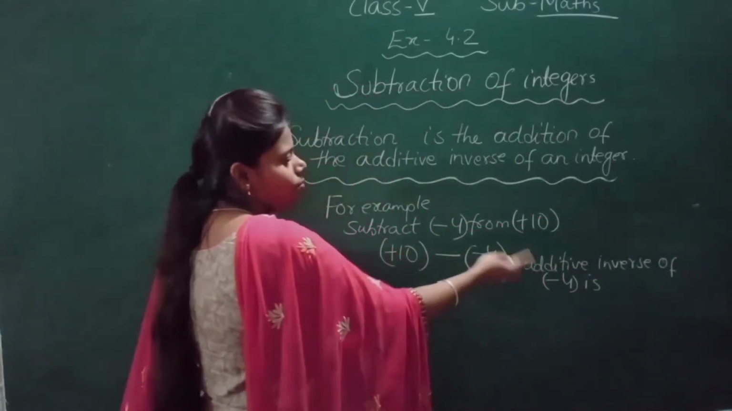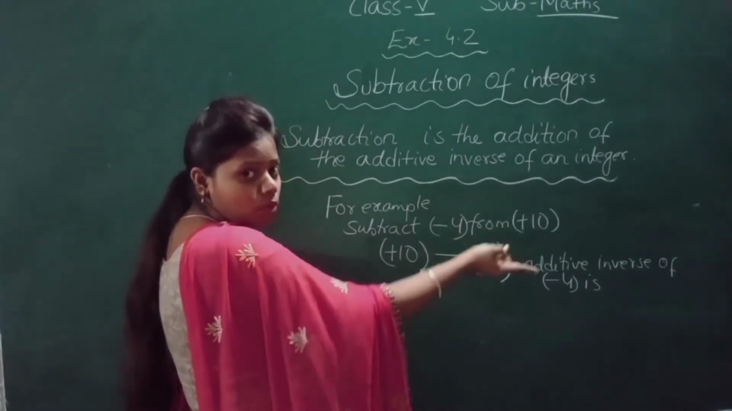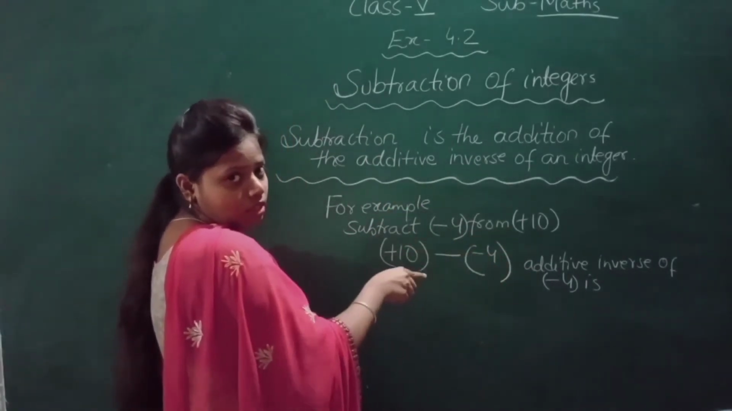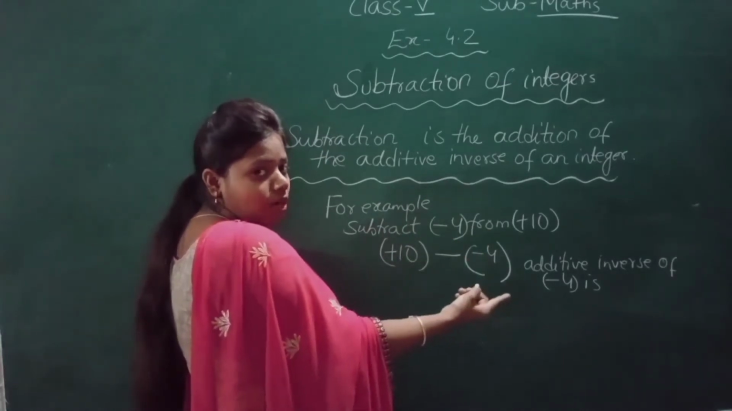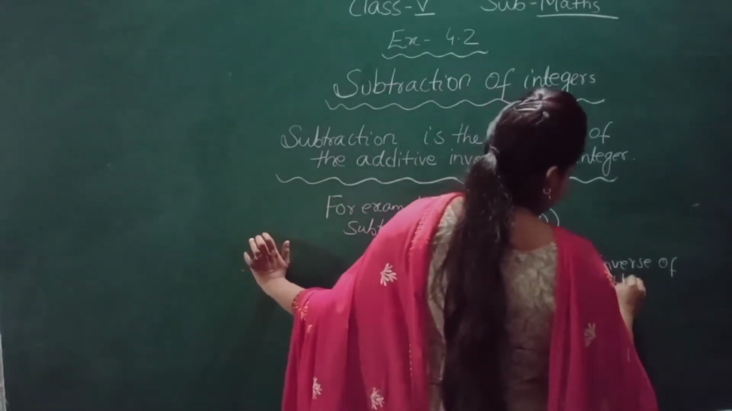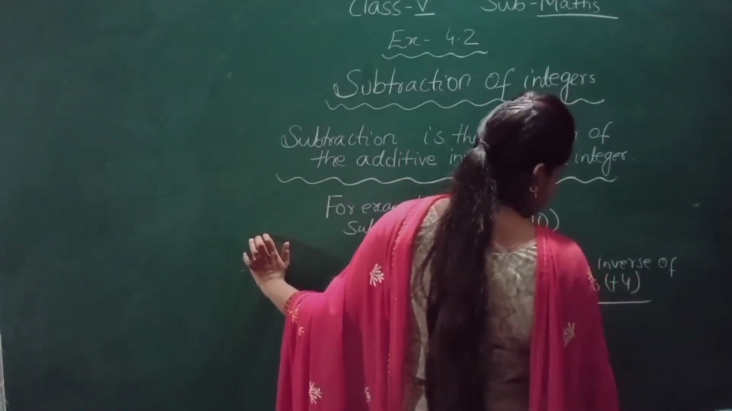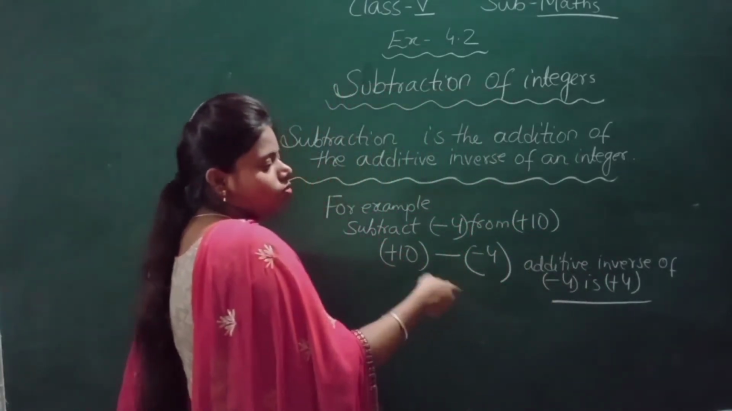Additive inverse of minus 4. Additive inverse means opposite. I have shown you just now. Opposite of minus 4 is what? Plus 4. So we have seen here that the additive inverse of minus 4 is plus 4.